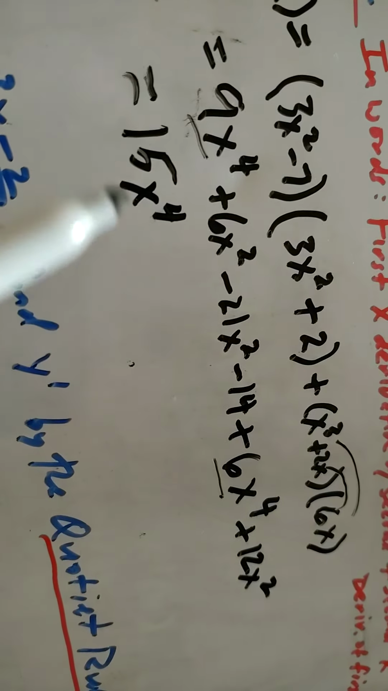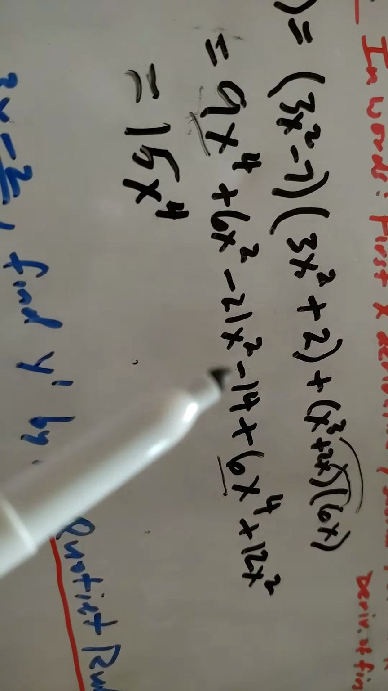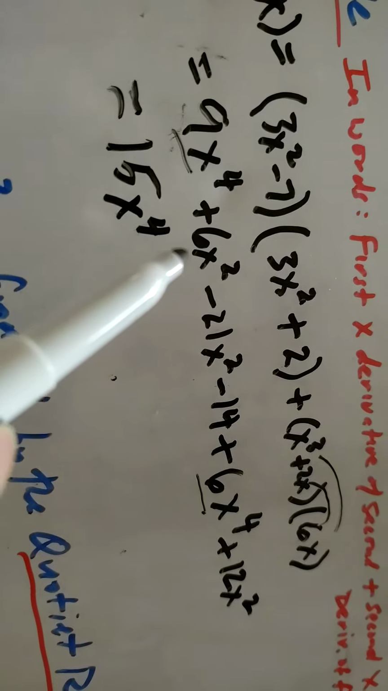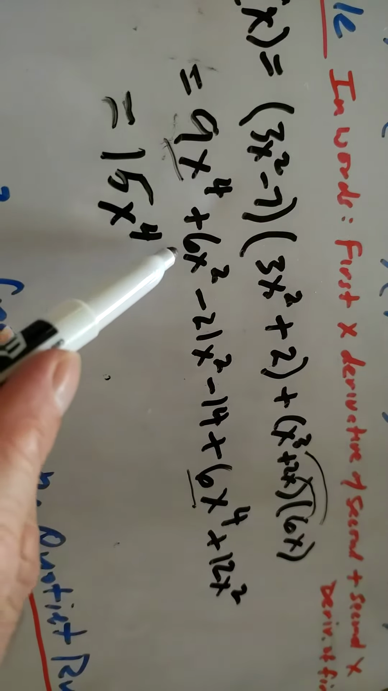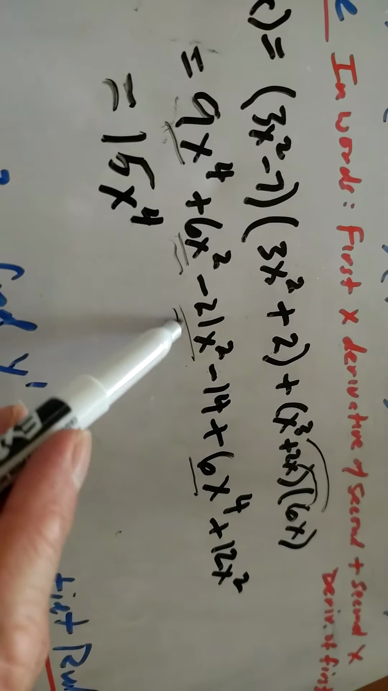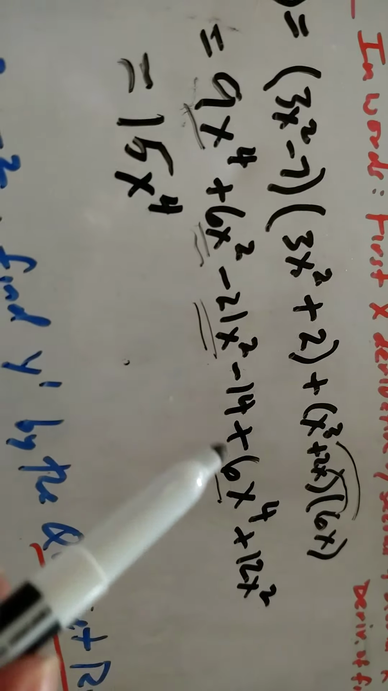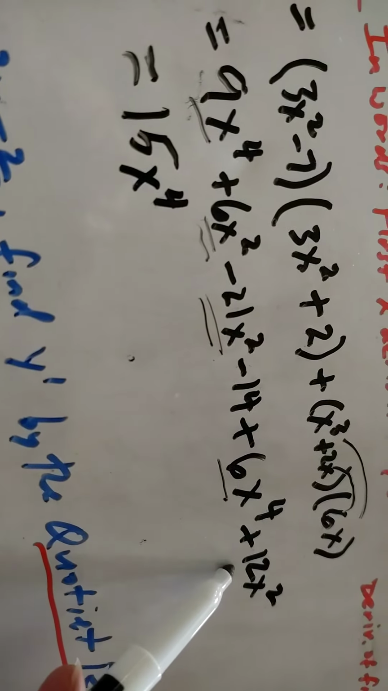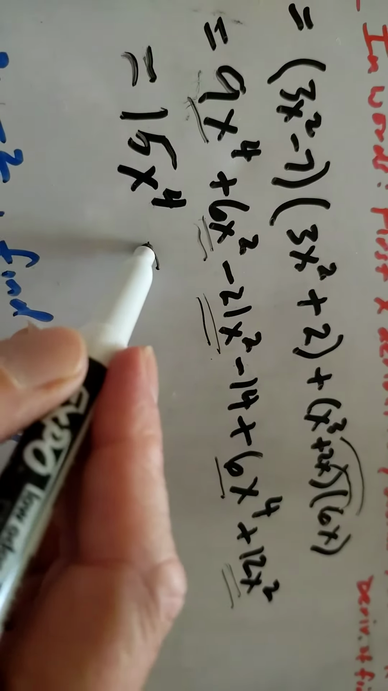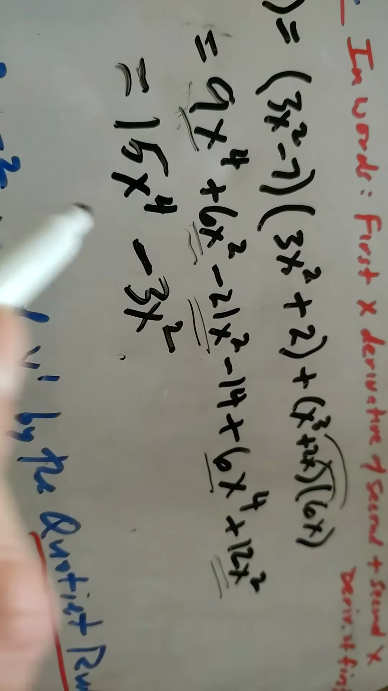And then I always like to go in a descending order, standard form. 4 was my highest exponent. I don't have any cubes. How about that? No cubes. So let's go to the square terms. So I'll double underline my square terms. So here's a 6x squared minus 21x squared. So that's going to be a minus 15x squared. Minus 15x squared plus 12x squared is a minus 3x squared.